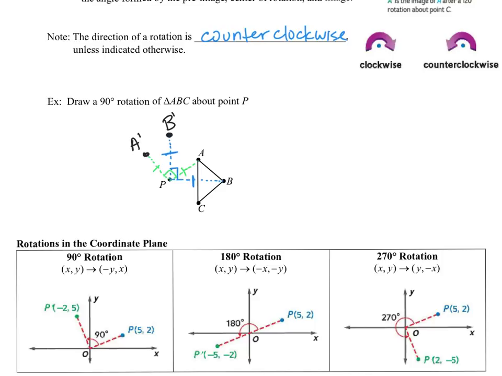So C to P, and then I need to make a right angle here, and the distance from C to P should be congruent to the distance from P to C prime. Okay, all right, and then let me go ahead and sketch that triangle, A prime, B prime, C prime.